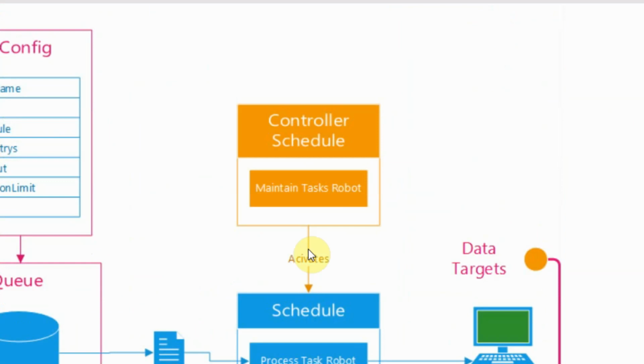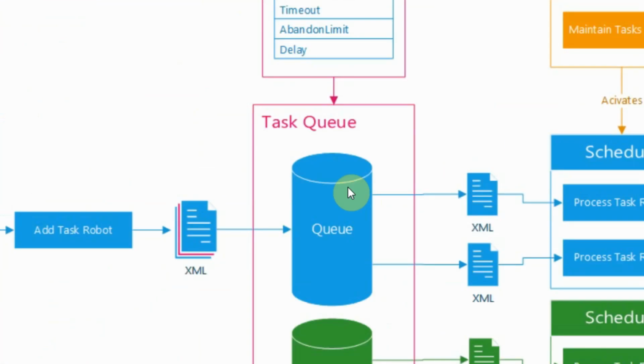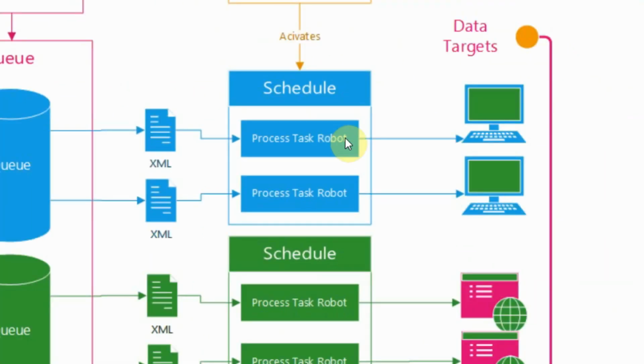The main schedule serves as a controller, and this controller will monitor the content of the queue to see whether or not there are new tasks included. And if there are new tasks included, it will activate the schedule, which in turn will start robots to process the tasks. You can tune the system by providing a different interval for the schedule to be started, and also by including one or more process task robots to orchestrate parallel executions.